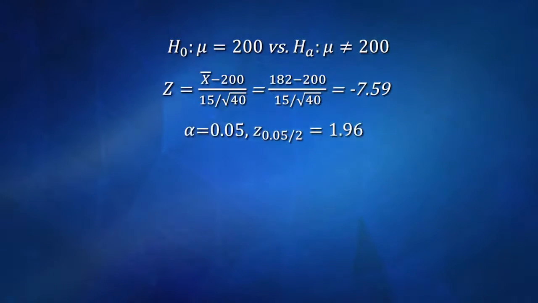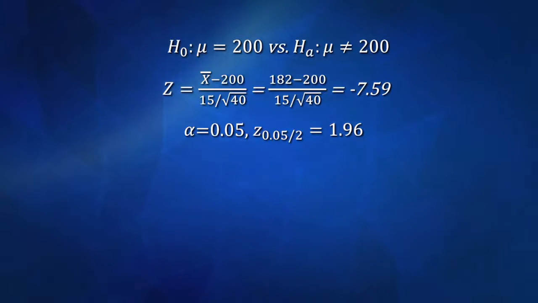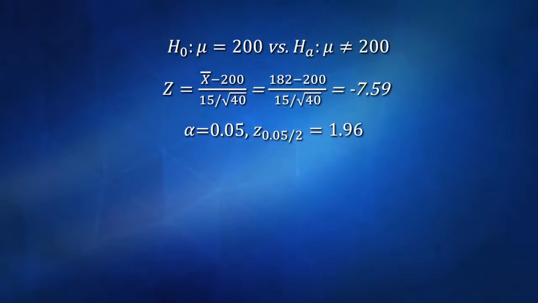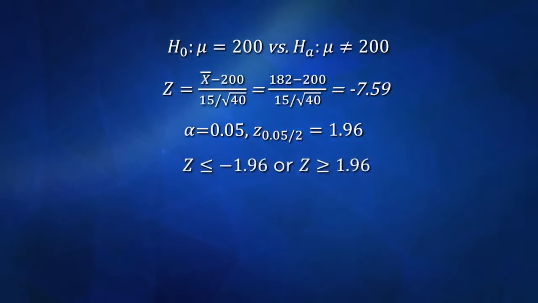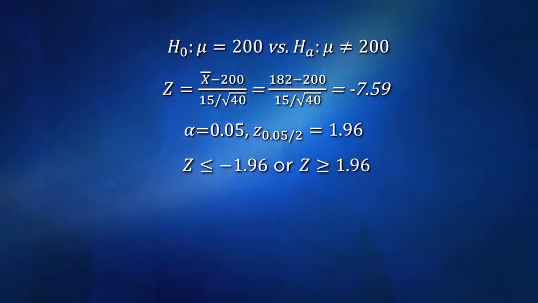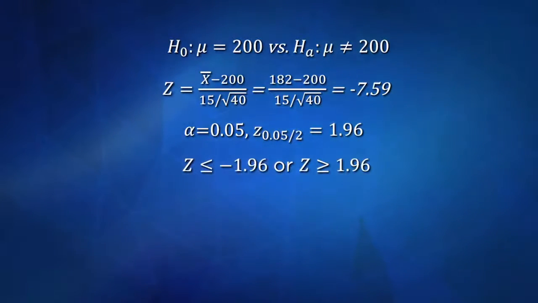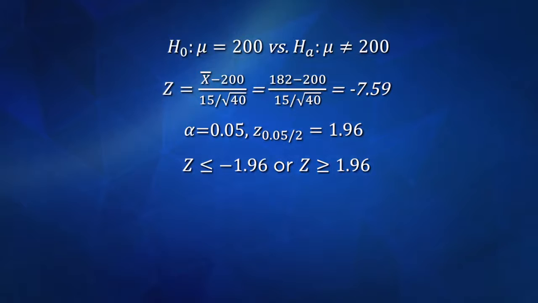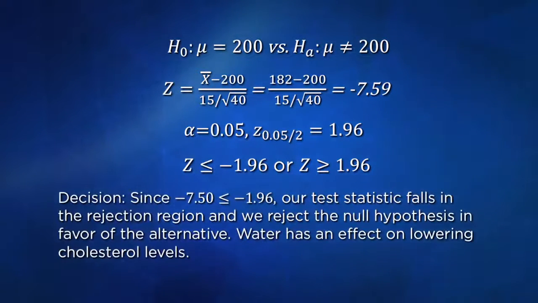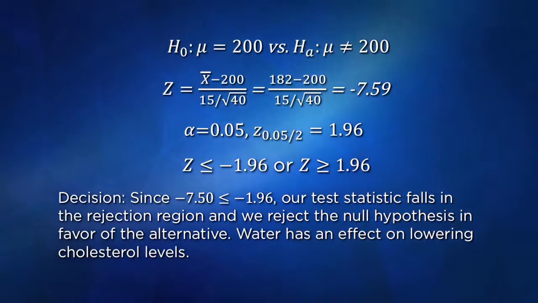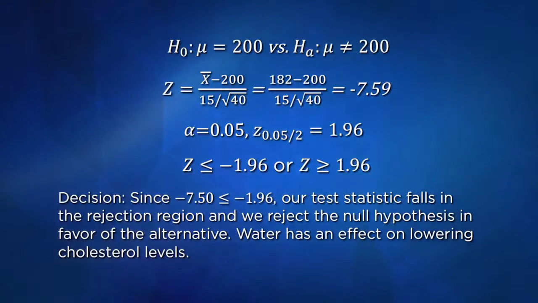Our significance level at an alpha of 0.05 means that we're now rejecting if we're above or below, right, in our distribution. So our z critical value is at 0.05 divided by 2. So z alpha over 2. That gives us a rejection region at 1.96 that we would compare to our test statistic. Check it out. Our test statistic, if it's greater than 1.96 or less than negative 1.96, we would reject. And negative 7.59 is definitely out in the rejection region. So we reject the null hypothesis in favor of the alternative. So water indeed has an effect on lowering cholesterol.